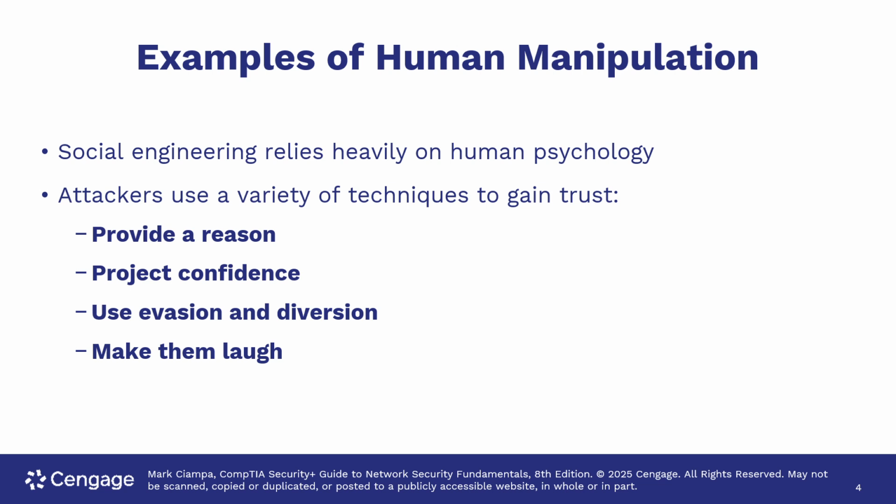They're asking the user or the target, and they're providing them a reason why they should do this. And they usually project confidence. We're certain that your account has been compromised, or that this sale is only good for a limited time. And they'll oftentimes use evasion and diversion. And sometimes they'll make them laugh. If you ever look at the psychology, the best way to, quote, disarm someone is to make them laugh. They'll be thinking about the thing that made them laugh and not so much focusing on their individual security or safety.